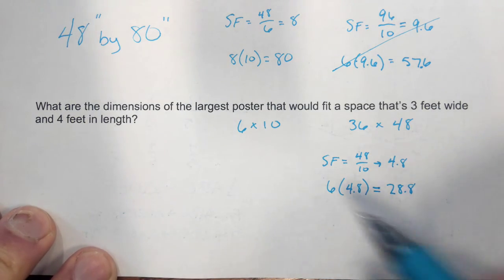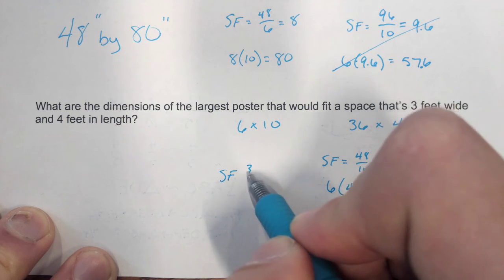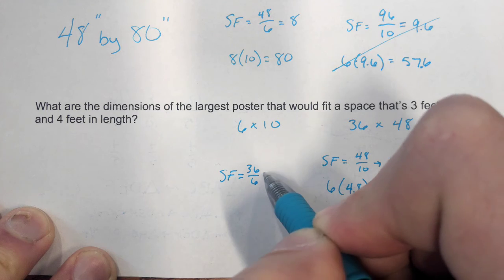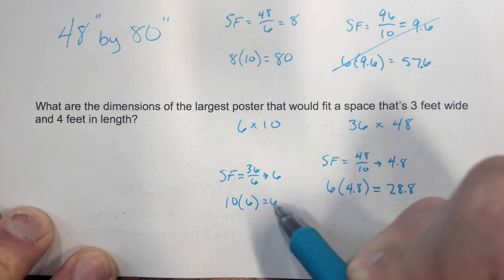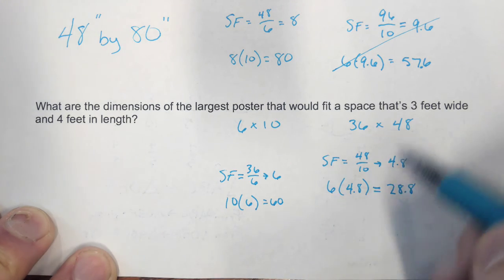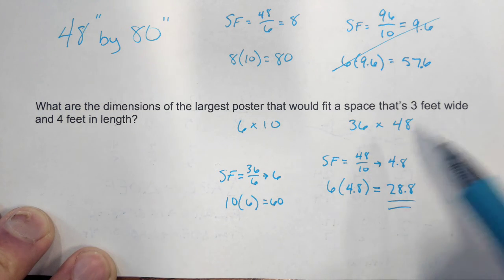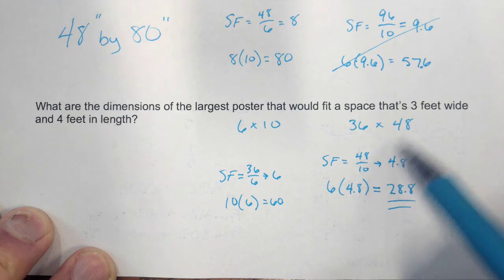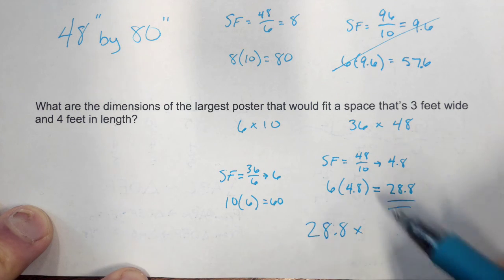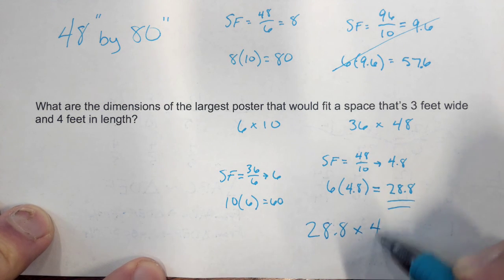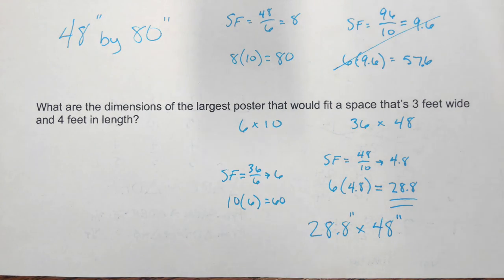We'll see if the other way would fit. What if we went from 6 to 36? Well, that's a scale factor of 6, right? If I take 10 and multiply it by 6, that's 60. That will not fit. So this is the one I want, the 28.8. And that was using 48, right? So it would be a 28.8 by 48 inch dimension. Hope that makes sense.